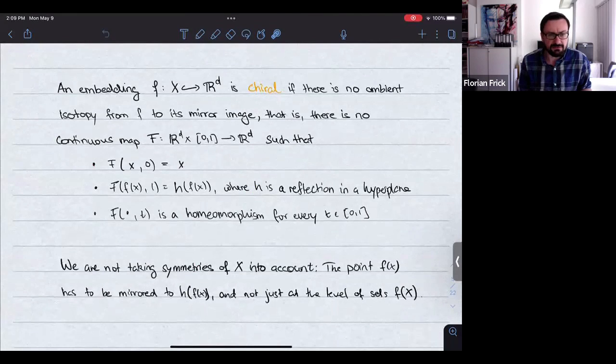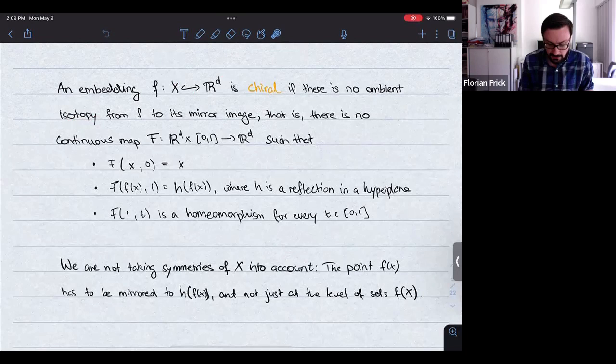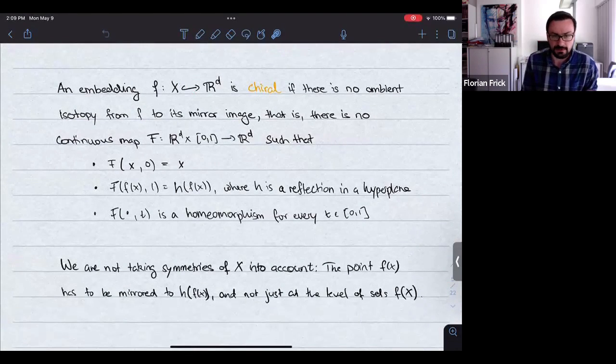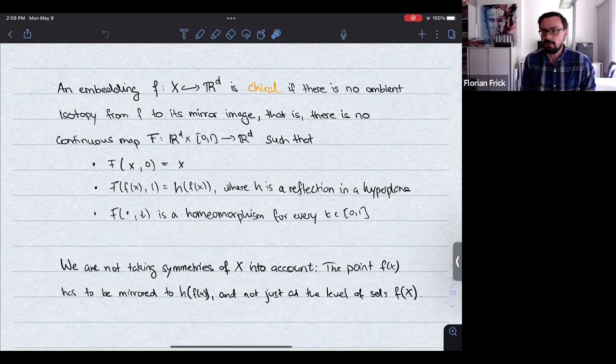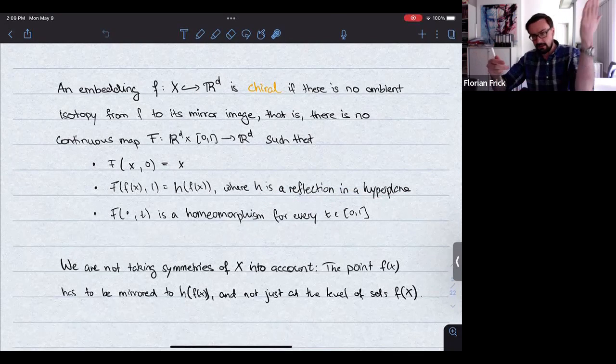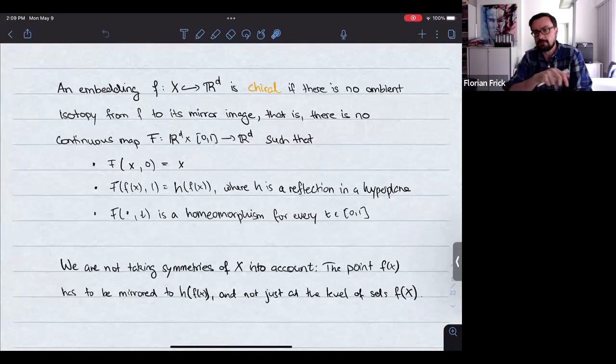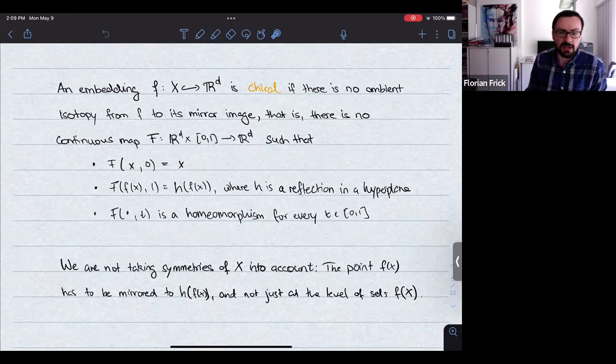Okay, so let me define precisely what I mean by chiral. An embedding f of a space X into R^d is chiral if there is no ambient isotopy from f to its mirror image. Okay, let me unravel these words. First, mirror image, that's easy enough. A mirror image is just the reflection of what you have in a hyperplane. So you have your embedding, you choose your favorite hyperplane, you reflect in that hyperplane, and what you get is the mirror image. It doesn't matter which hyperplane you reflect in, they're all the same up to ambient isotopy.